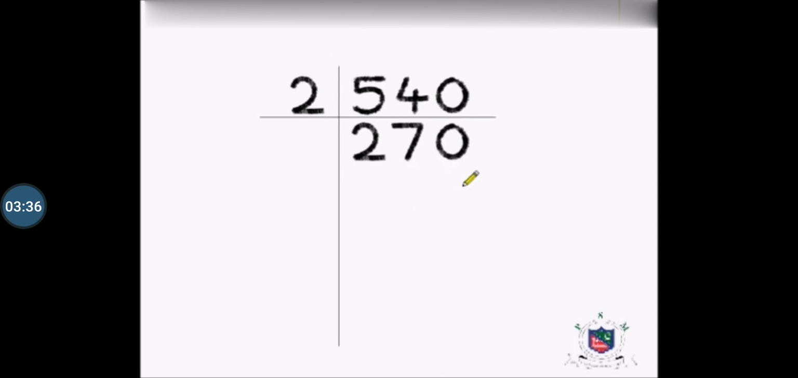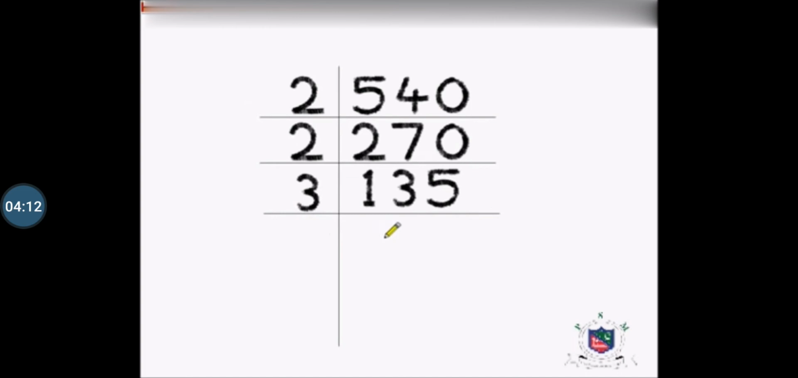Again, the quotient is an even number, so we can do the division by the smallest even prime number, that is 2. 2 ones are 2, 2 threes are 6, and 2 fives are 10. So we get the quotient here as 135. Now this is an odd number, so we cannot divide 135 by 2.